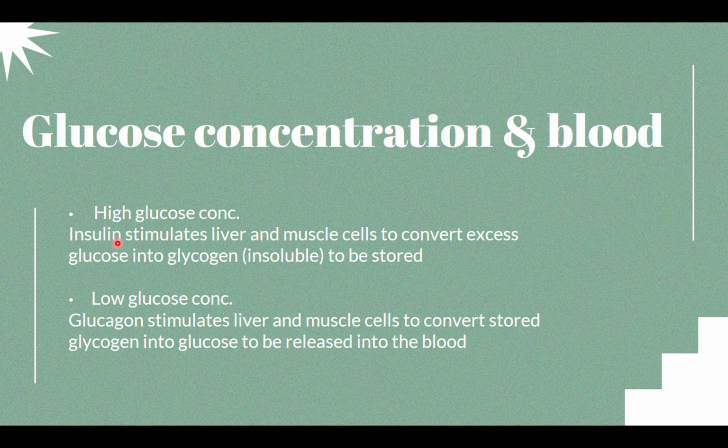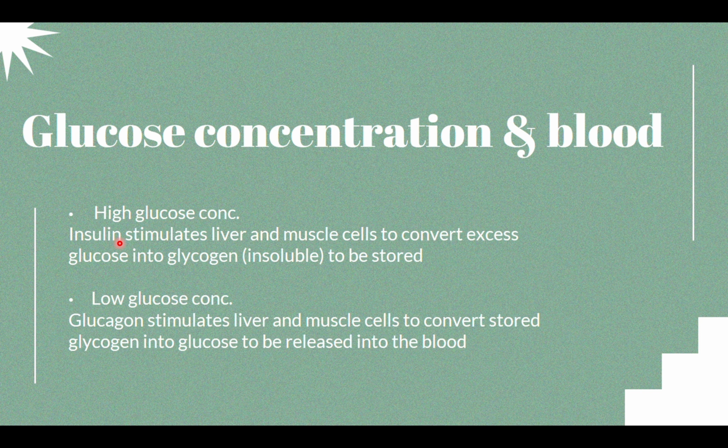So let's repeat. Insulin will be released by your pancreas, stimulating your liver and muscle cells to convert soluble glucose into glycogen, which is insoluble. You should know that there is a difference between glucagon and glycogen. Glycogen is a polysaccharide, glucagon is a hormone that is released by your pancreas. A lot of students make mistakes in this one.